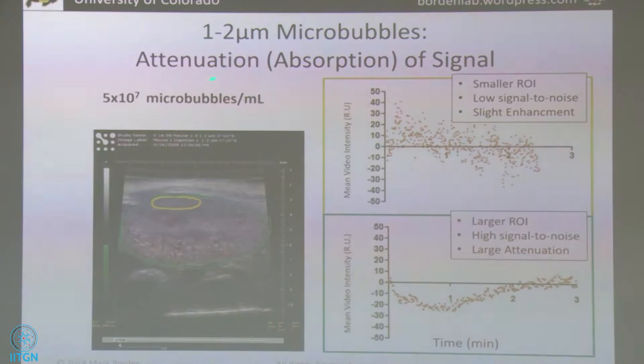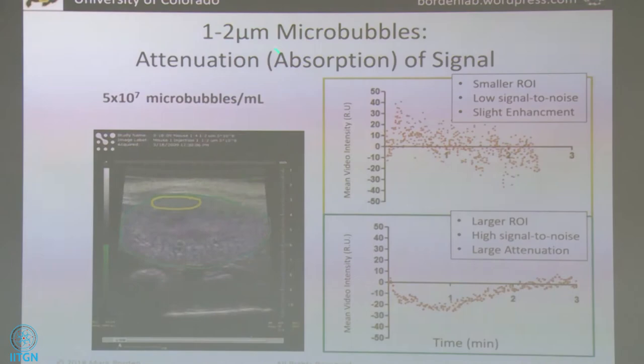So these are the 1 to 2 micron bubbles, and there are two regions of interest that we draw. One is around the entire kidney, that's in green. If you draw that region of interest and look at the mean video intensity from the contrast, it actually decreases and then comes back. That's because of attenuation. So instead of looking at the whole kidney, you just look at the top part, to look for maybe some scattering, and you see a slight increase in the signal. But with the noise, it's hard to tell whether there's truly an increase or not. Imagine the average goes up and up and up, but it takes some imagination. So obviously these are not working so well.